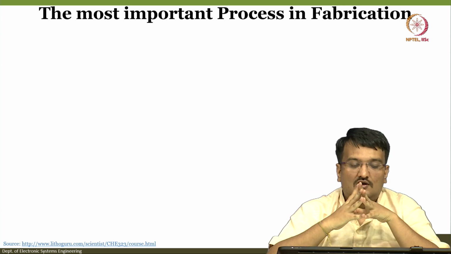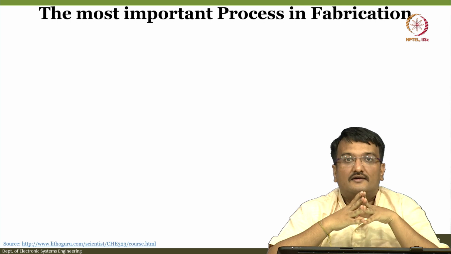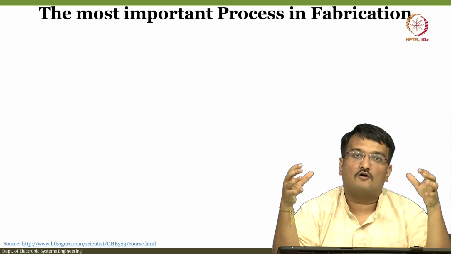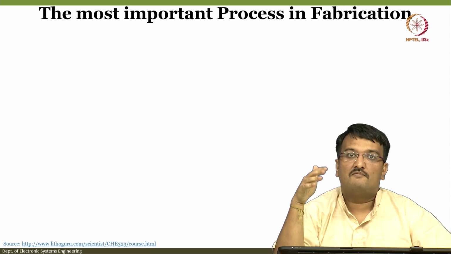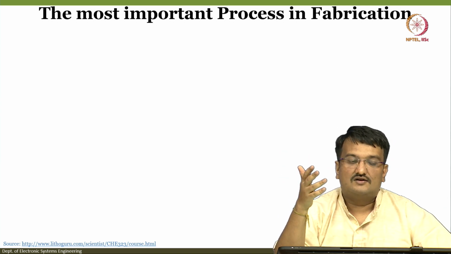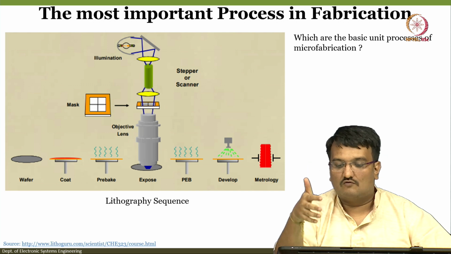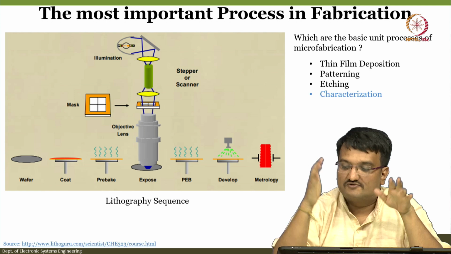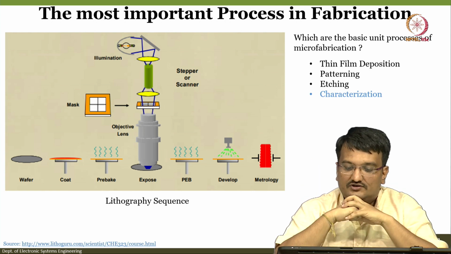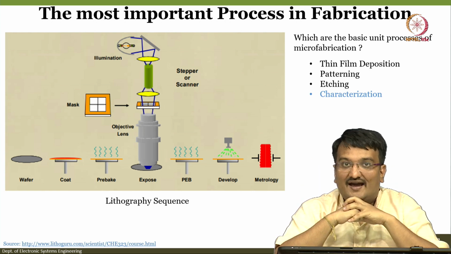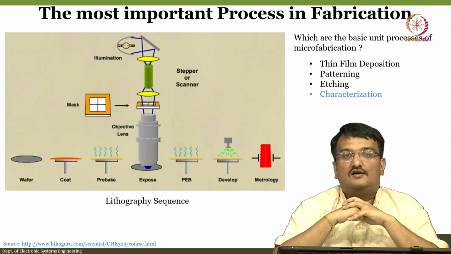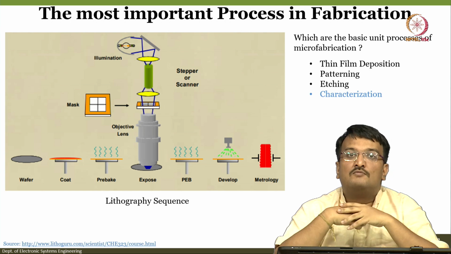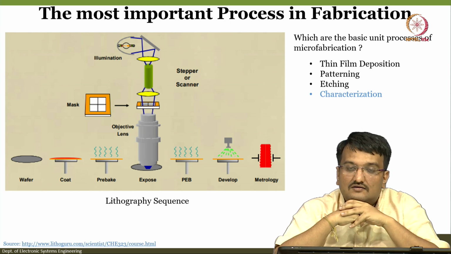I already told you: thin film deposition, patterning and etching. Also, if you consider the complete cycle from development till validation, there can be multiple more processes as well, right? So this is the question: what are the basic unit processes of fabrication, which I already explained? There are 4 options you can see here: thin film deposition, patterning, etching and characterization. Okay. So again, one more question here. I have written characterization in blue letters. So what is the reason behind that?